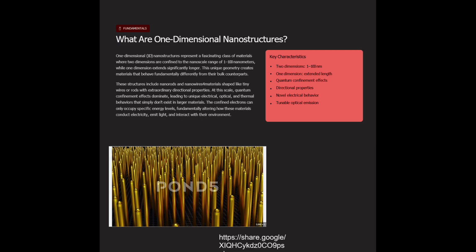These structures include nanorods and nanowires, materials shaped like tiny wires or rods with extraordinary directional properties. At this scale, quantum confinement effects dominate, leading to unique electrical, optical, and thermal behavior that simply does not exist in larger material. The confined electrons can only occupy specific energy levels, fundamentally altering how these materials conduct electricity, emit light, and interact with their environment.